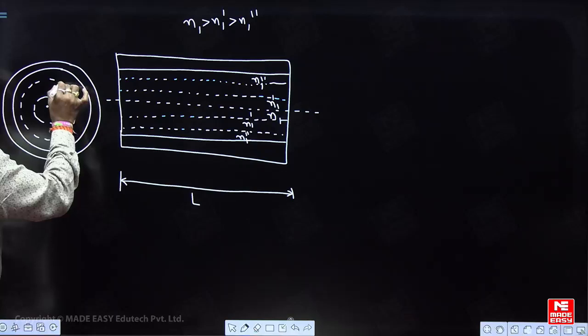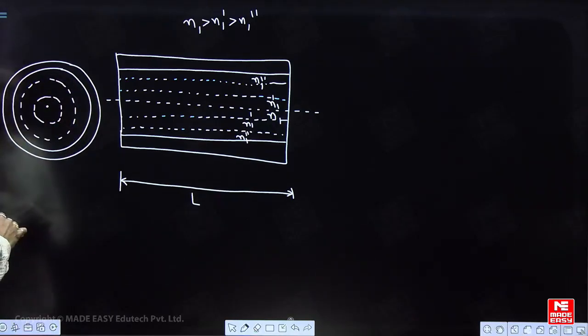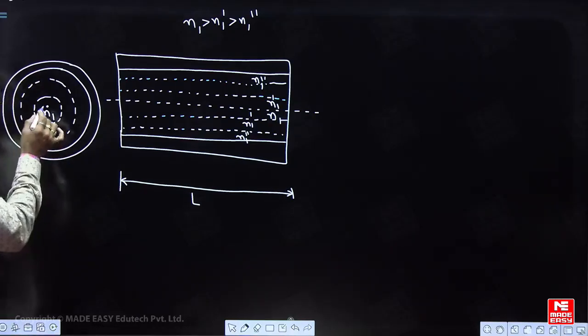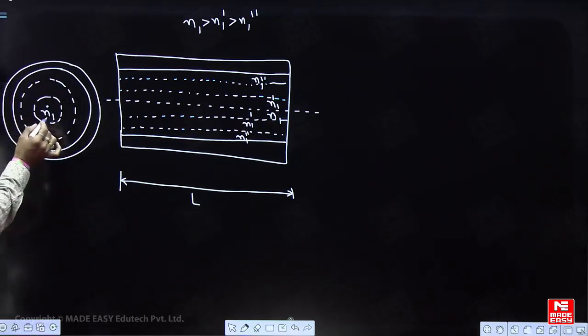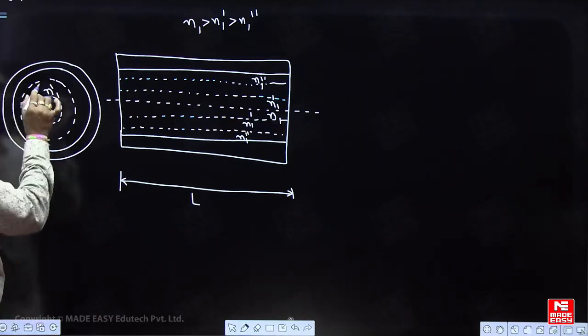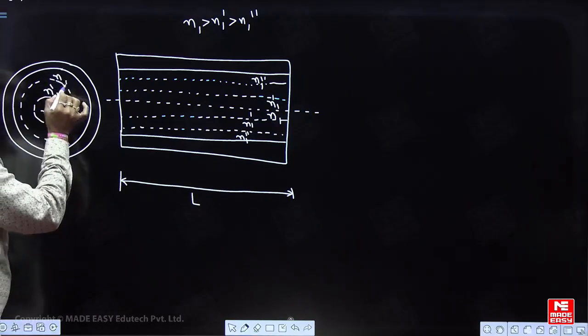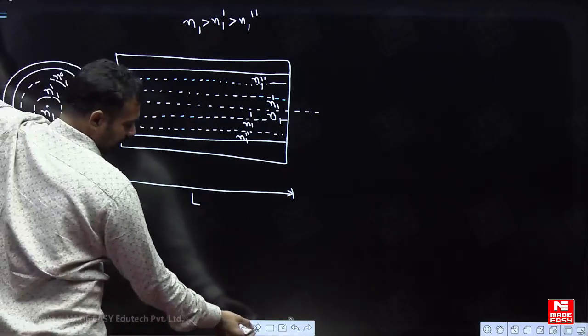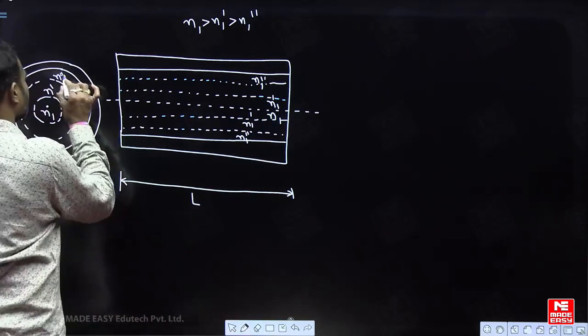And this is what is called the refractive index. Just observe carefully. At the center, the value is equal to n1. Here the value is equal to n1 dash, and this value is equal to n1 double dash that we are having.